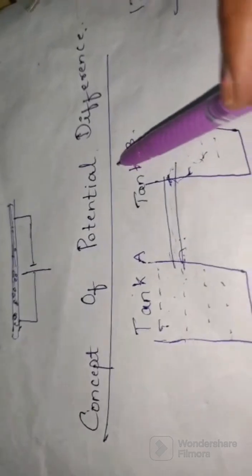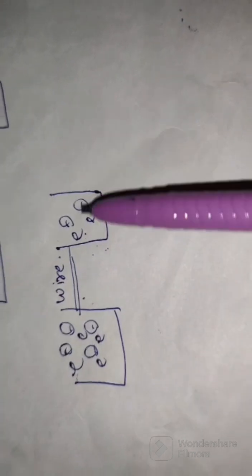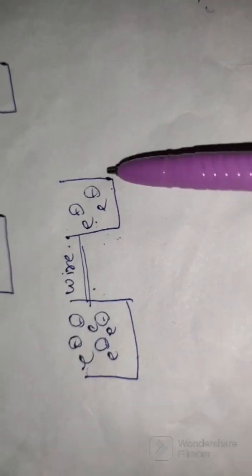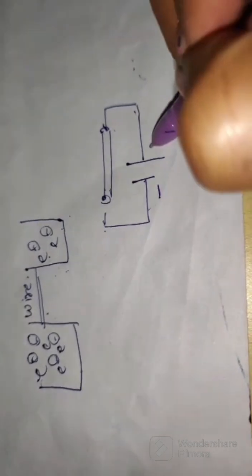Similarly, in case of potential difference, what happens? Electrons flow from a lower level to a higher level, that is, from negative to positive. Now let's see what happens in a potential difference when a cell or battery is connected. When a circuit or cell is connected to a wire or a conductor, the electrons flow from here to here.